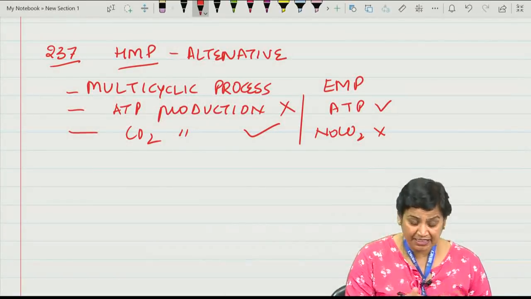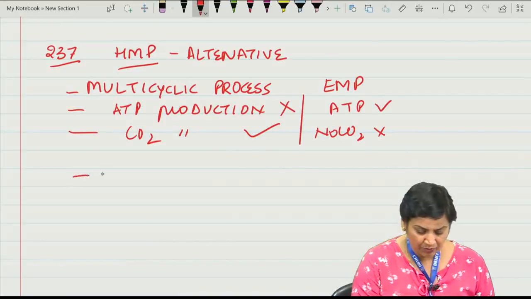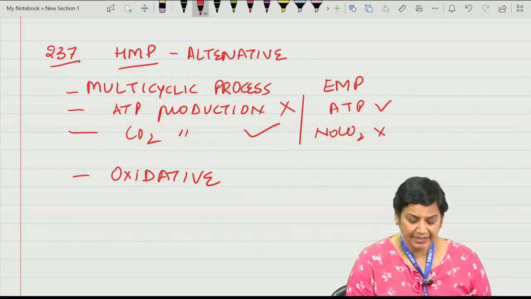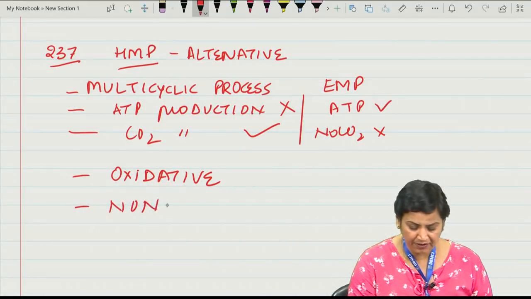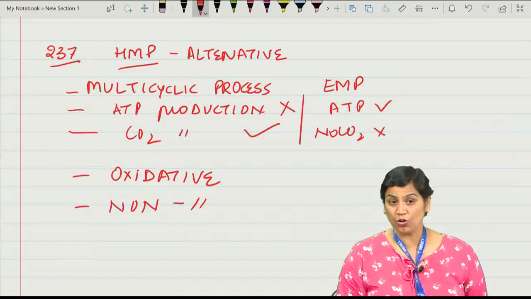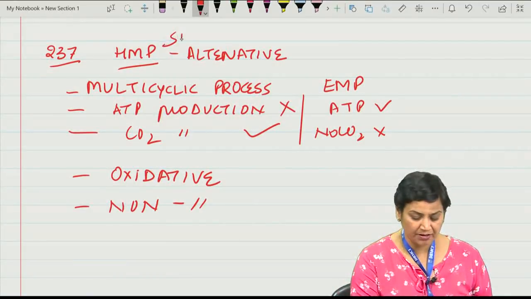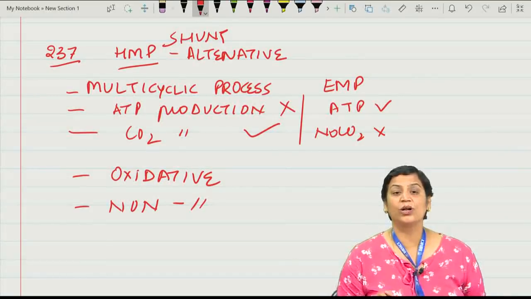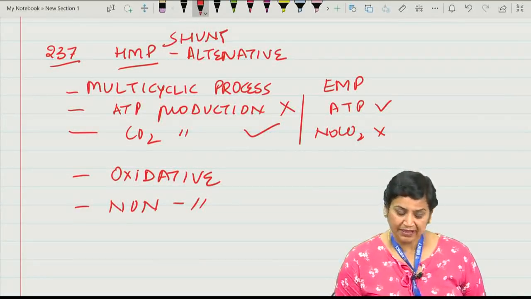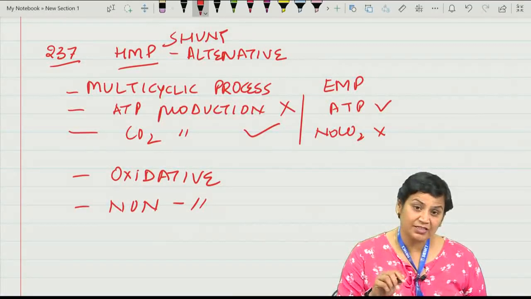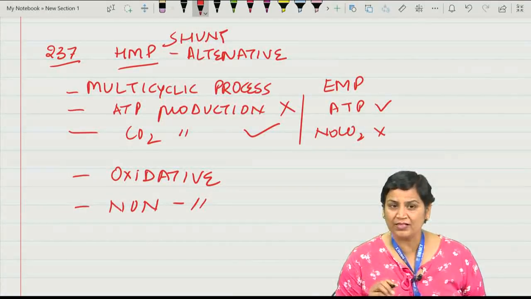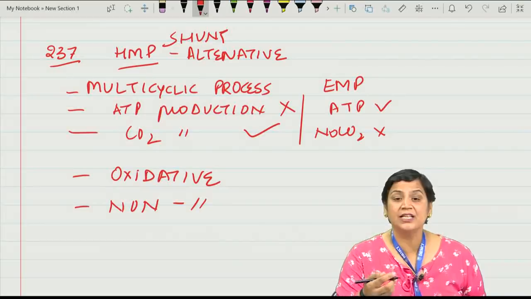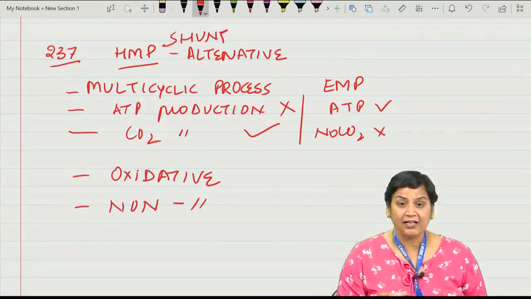Now the question here is, in HMP there are 2 phases actually. One is the oxidative phase and second is the non-oxidative phase. First of all, you should know HMP is known as a shunt, not a pathway. What is a shunt? One which does not have any end product. And that is what exactly happens here. Glycolysis is a pathway where the end product is pyruvic acid. HMP is a shunt because whatever intermediates are produced, they merge themselves into glycolysis. And what is it giving?